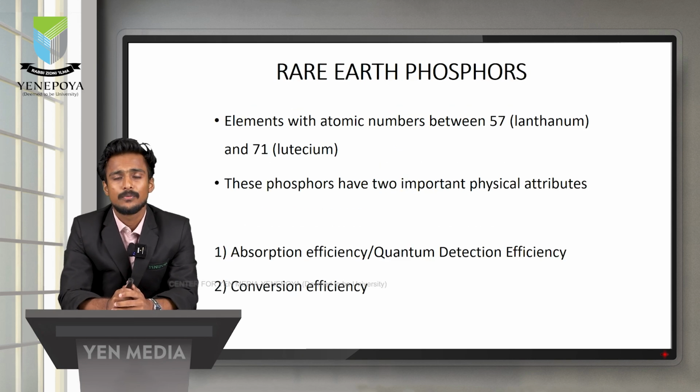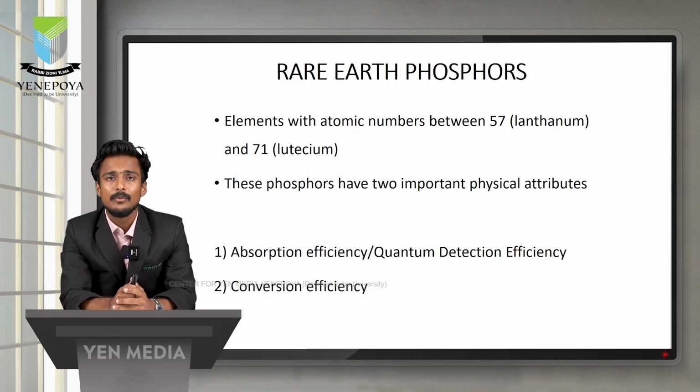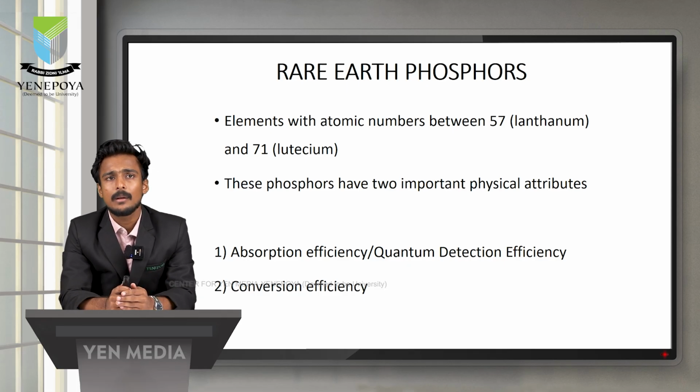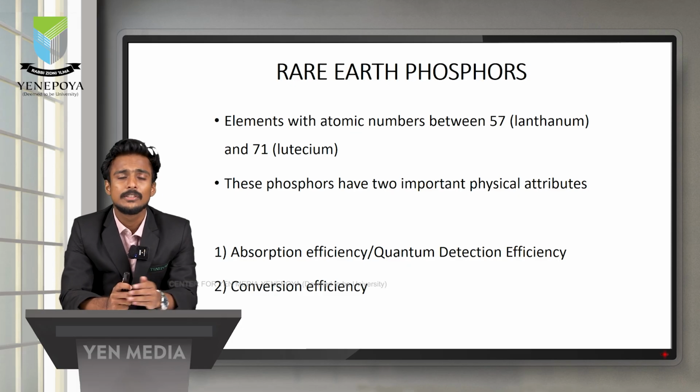So moving to rare earth phosphor. Rare earth phosphor is also a type of phosphor, and these are elements in the periodic table with atomic number between 57, that is lanthanum, and 71, lutetium. Some elements are situated between lanthanum and lutetium in the periodic table. These elements are known as rare earth elements.